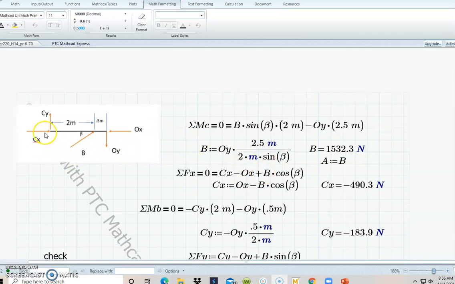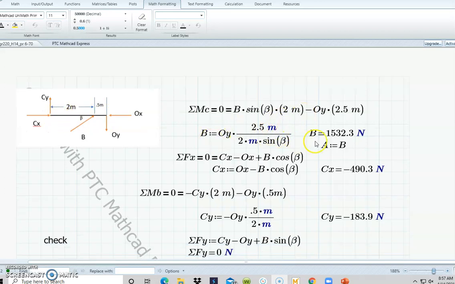So I take the moments about C to get rid of these two. The only thing I don't know is B. So I've got the vertical part, B sine, times 2. We're doing it about C, so that would be counterclockwise. It's positive. The horizontal part will go through C, no moment arm. And then for O, the only part is the vertical part, OY, and that would be clockwise, so it's negative, and we're doing it about C, so it's 2.5. So if you can solve that for B, remember A is numerically equal to B.